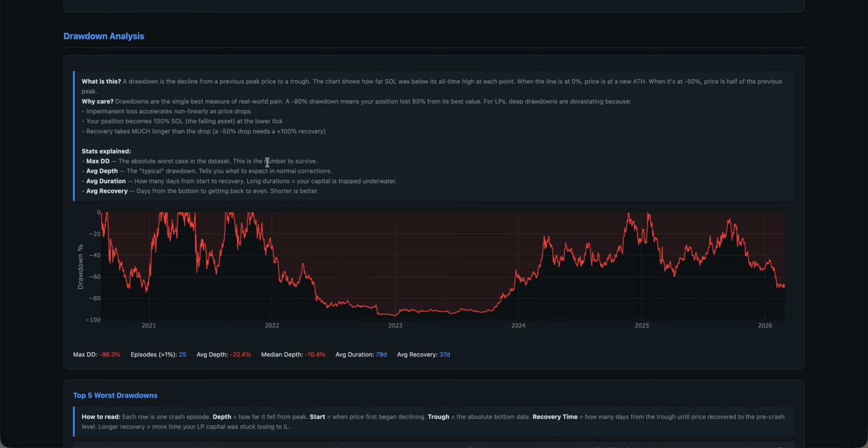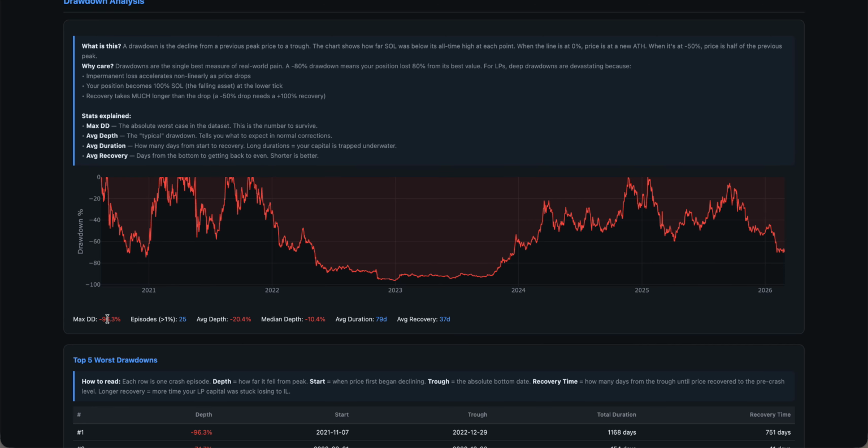Now the maximum drawdown numbers, well, we had 96% as the maximum drawdown. We have the average depth of the drawdown about 20%, median at 10, and the average duration is about 80 days from start to recovery. Okay, so this is how many days you can expect to be trapped underwater with your money, and the average recovery to get back to even is about 37 days, which is a very good number, which means that yes, you can stay underwater for quite a while, but then you will have a pretty quick recovery back.